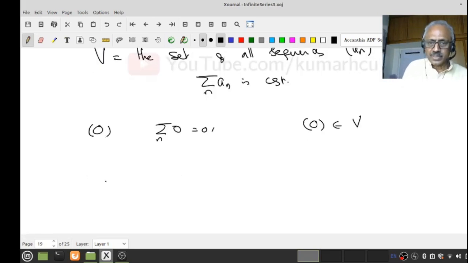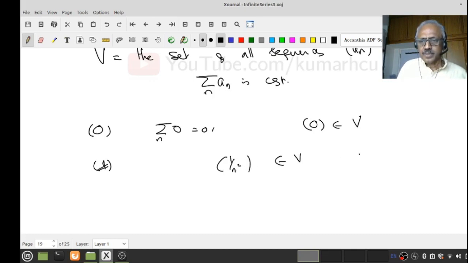Okay, so does the constant sequence belong to this? No, that we have already seen, because the associated infinite series is not convergent. And let's look at the sequence 1 by n squared. This belongs to V, whereas 1 by n does not belong to V. Are you following all these things?